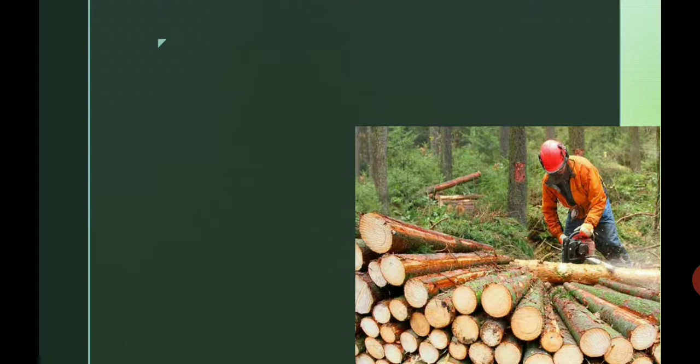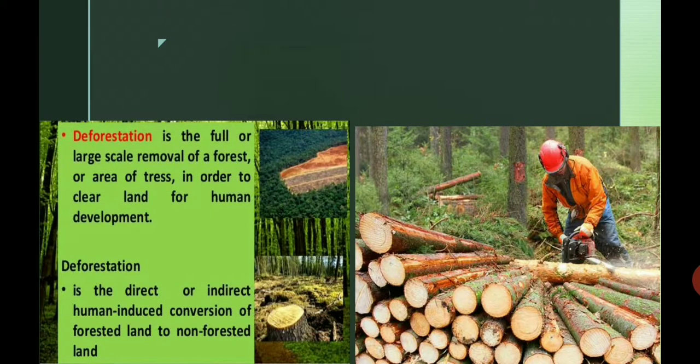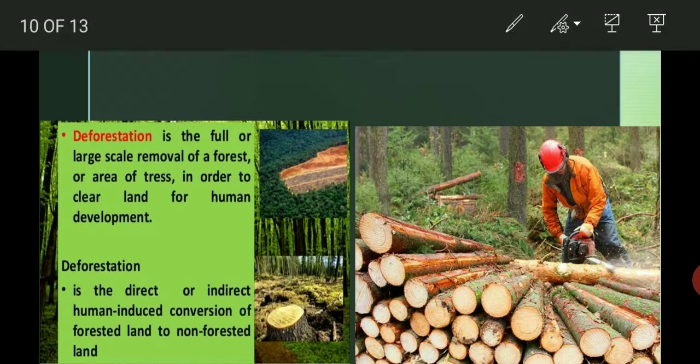In your next question, look students, here is a picture. The man is cutting down trees. This activity is known as deforestation. So what is deforestation? Here it is written, deforestation is the full or large scale removal of a forest or area of trees in order to clear land for human development.